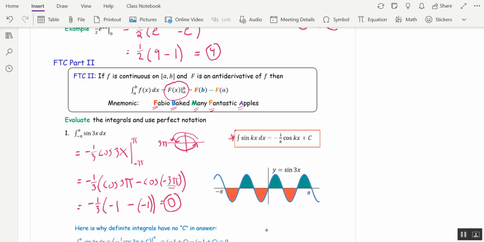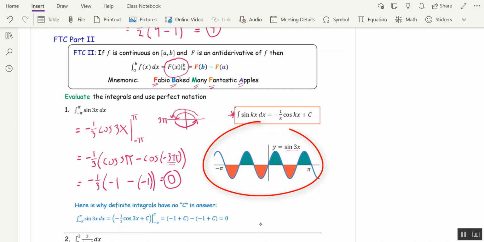So there's two things I want to point out about that answer. One, the geometry. How can we evaluate an integral and get 0? Well, I've got a picture of sine 3x over here, a graph from negative pi to pi. And remember, the value of the definite integral is the signed area between the function and the x-axis. So we've got 3 loops that go below the x-axis and 3 loops that go above. The above ones count as positive area, the below ones count as negative, so they're canceling each other out.